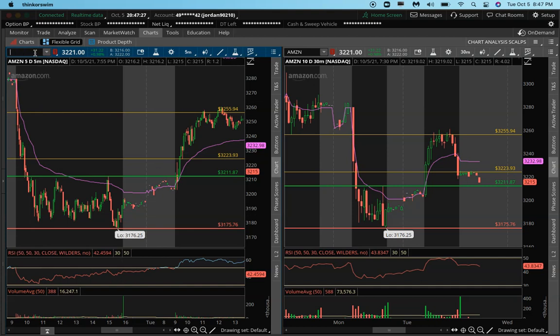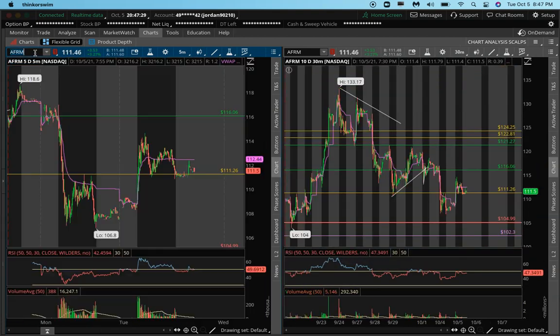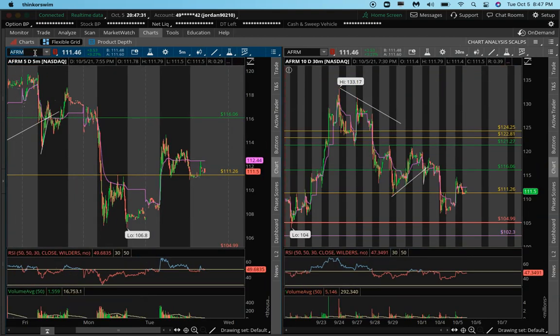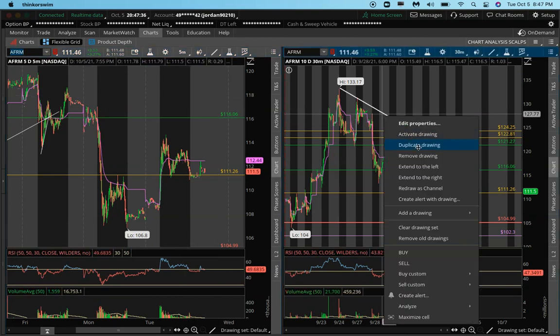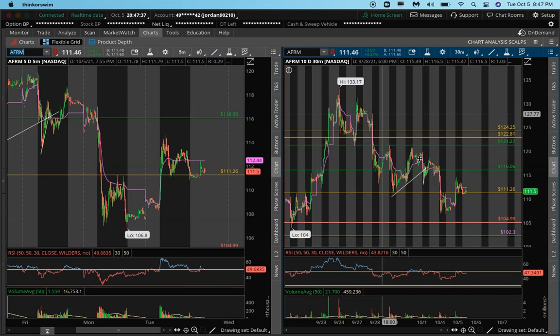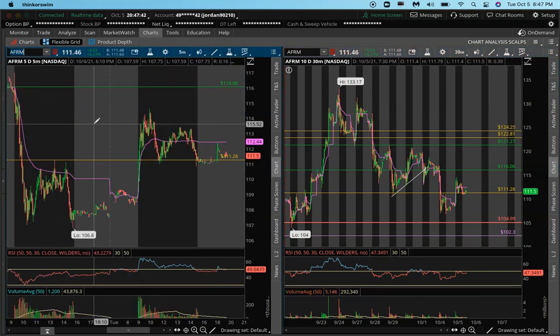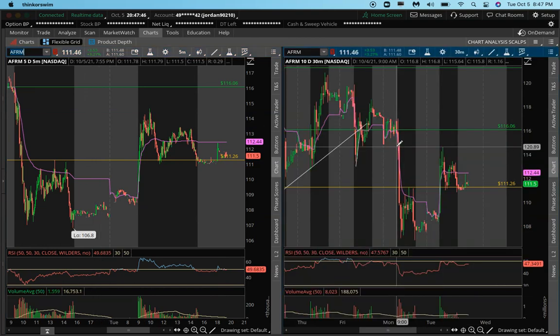So this was another play that I took off the watch list, and this one paid very well. So I have some old levels here, just disregard this flag, let's just delete it, and let's really zoom in on today's session. So you guys can see here on the 5-minute, here on the 30-minute, I am looking for a break above 111.26. Now, where did I get 111.26?